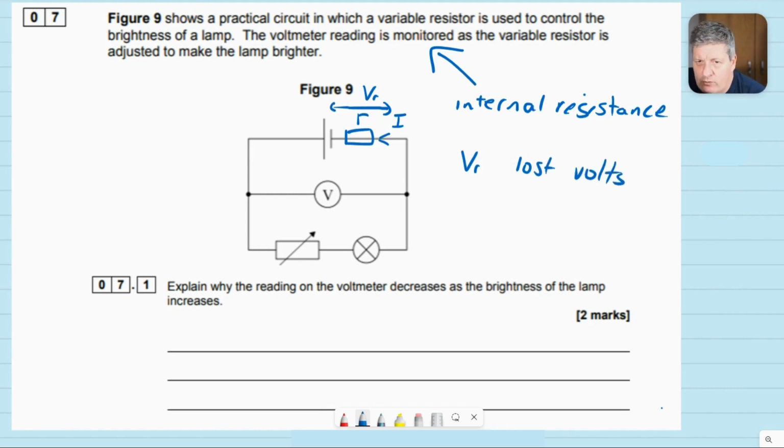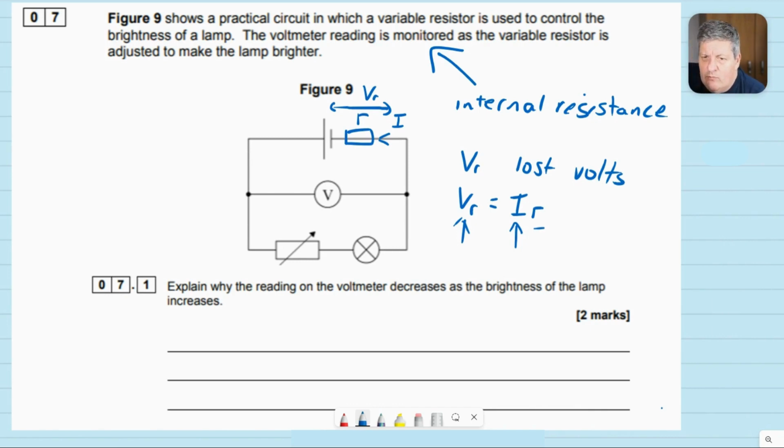And we can see that the lost volts is going to depend on the current that's flowing and on the internal resistance of the power source. If we assume that internal resistance is a constant, then as the current increases, the lost volts will increase as well. So let's have a look at what the question is actually asking us to explain.